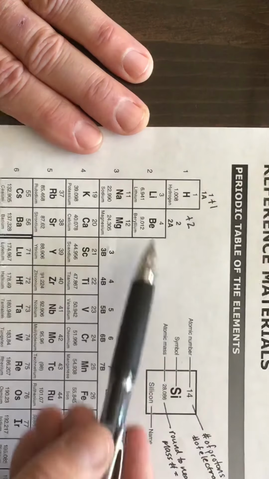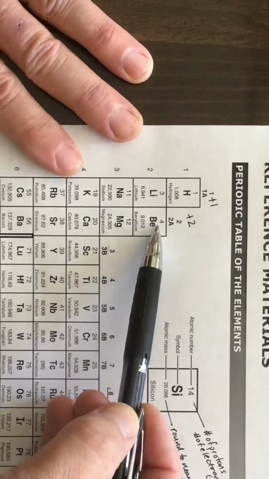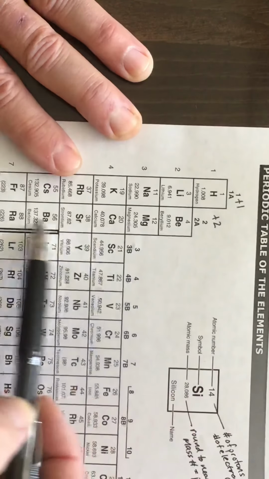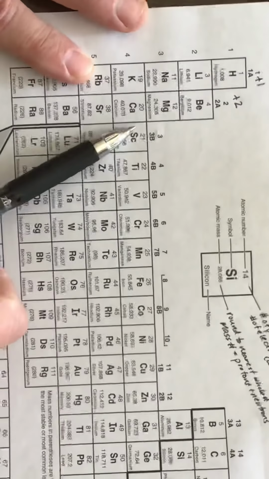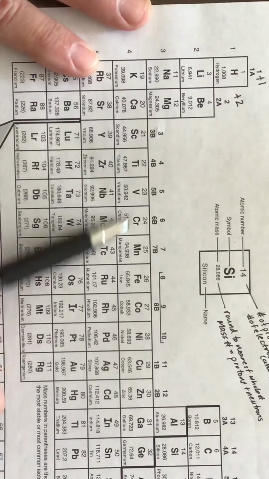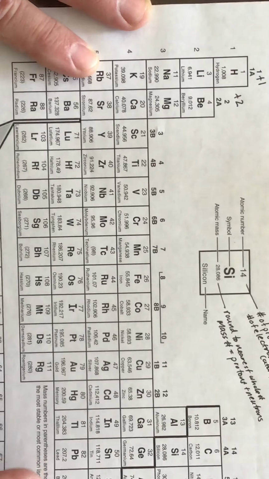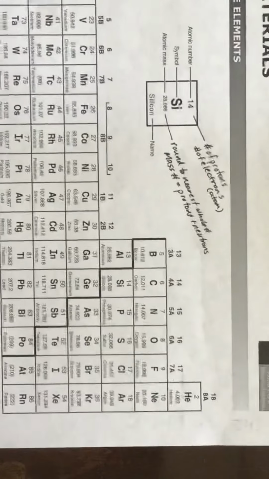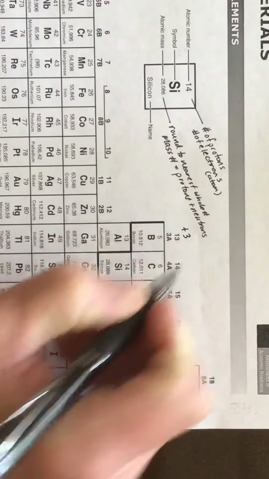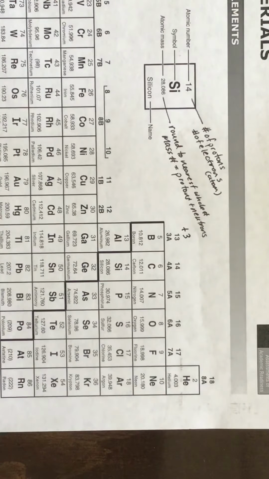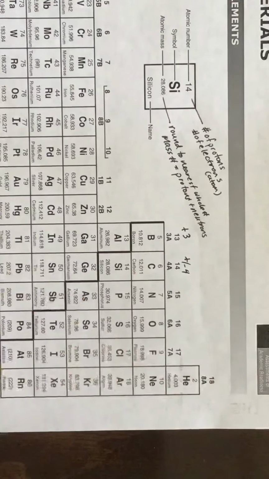Any element in group 1 is going to form an ion with a +1 charge. All the elements in group 2 are going to form ions of a +2 charge. Now all these guys in groups 3 through 12, these are transition metals, and we're going to talk about them later because they can make many different charges. But over here in group 13 or 3A, these are going to form +3 ions. And if you're in group 14, you can be a plus or a -4.